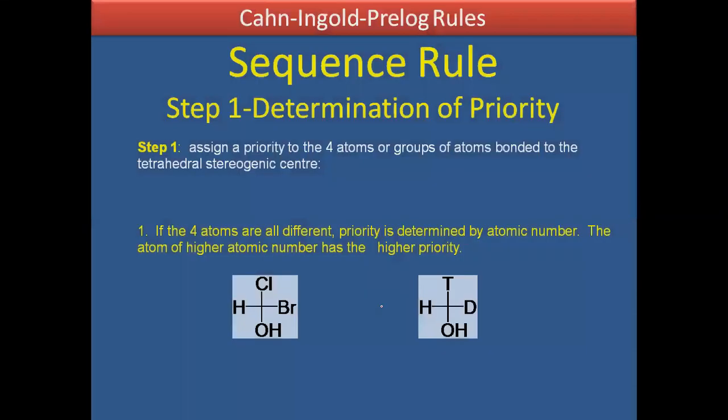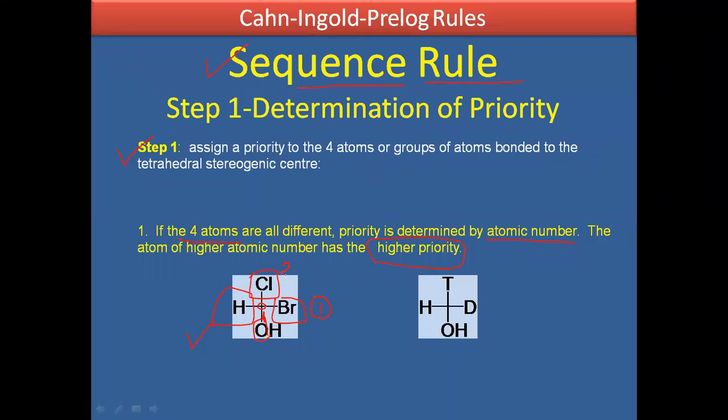Means those having higher atomic number. In these examples, which one has the highest atomic number out of hydrogen, chlorine, bromine, and oxygen? Which groups have higher priority? Bromine. As per the atomic number, the first priority group is bromine.